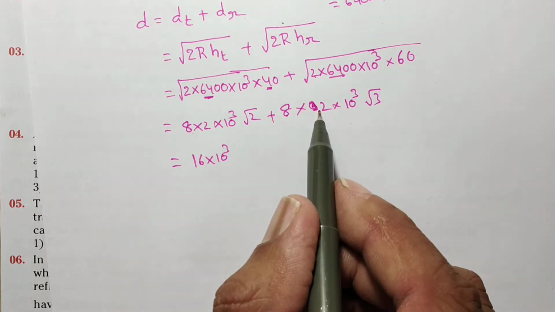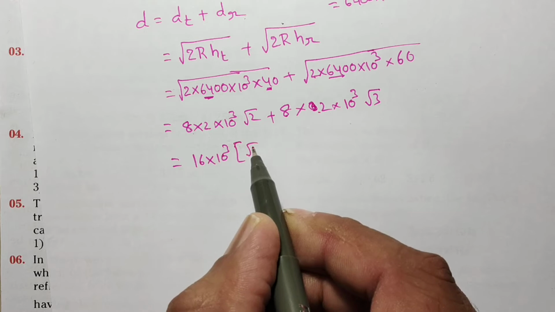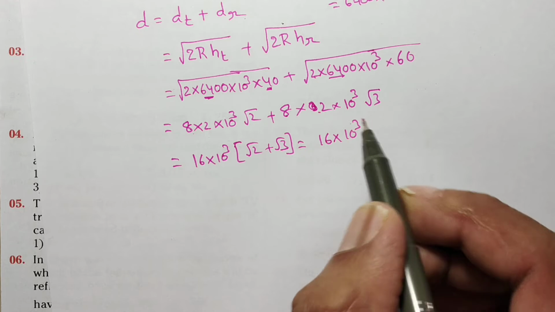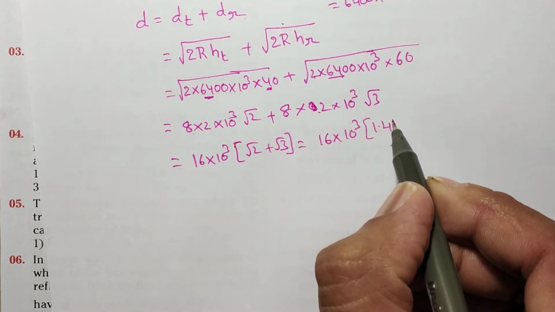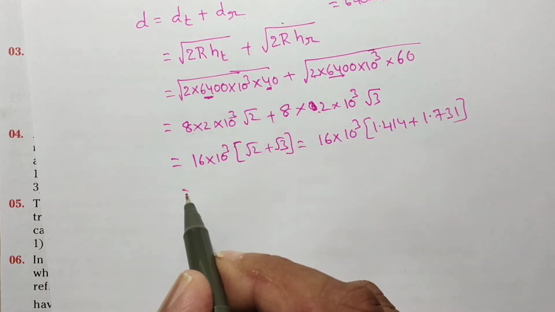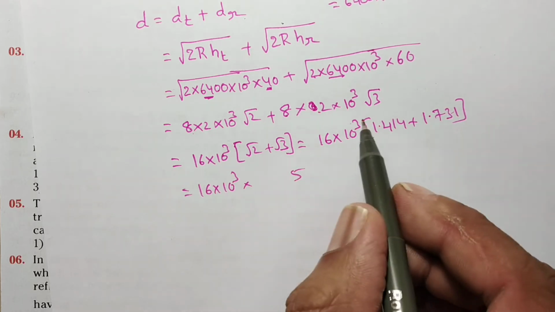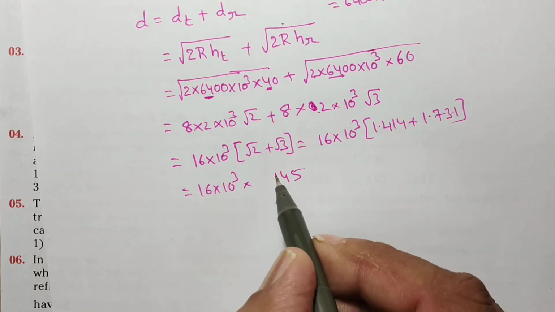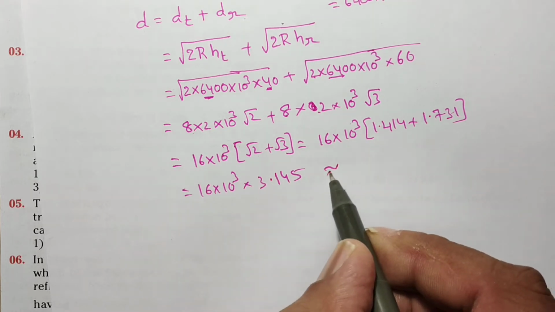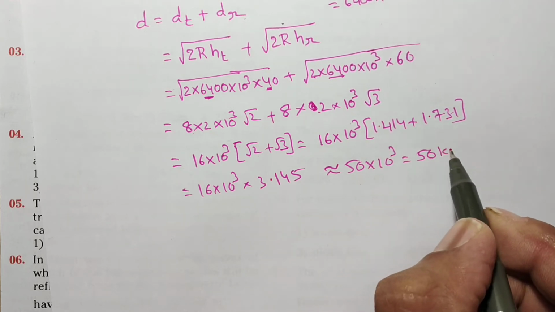From both sides, 8 into 16 into 10 to the power of 3. We take common, so root 2 plus root 3, times 16 into 10 to the power of 3. Root 2 is 1.414 plus root 3 is 1.731. That means 16 into 10 to the power of 3 into 3.145. 16 times 3 is 48, so around 50 into 10 to the power of 3. It means 50 kilometers.